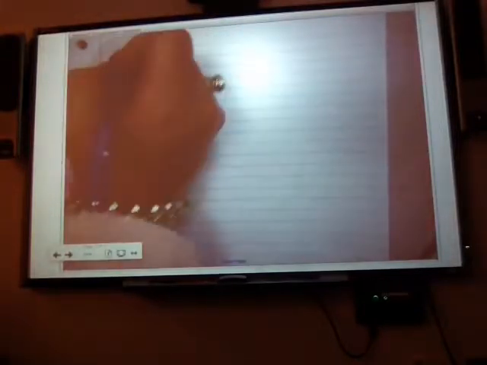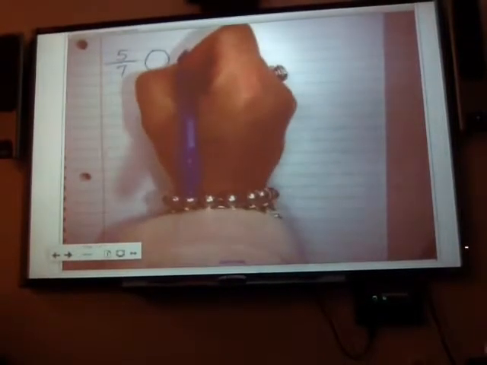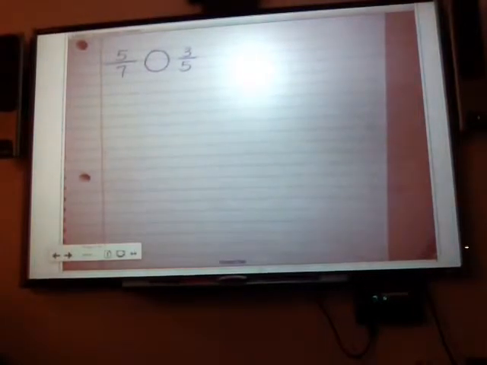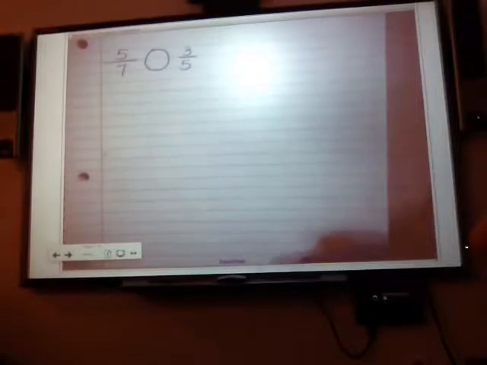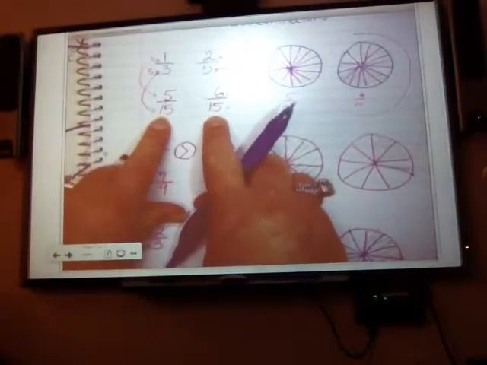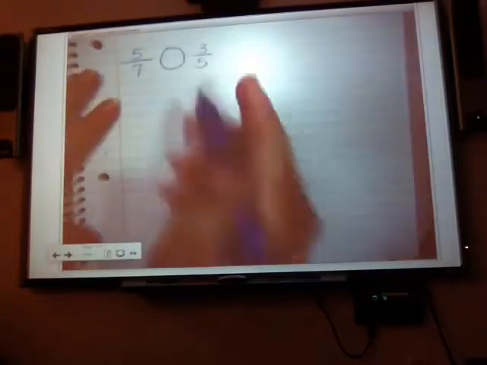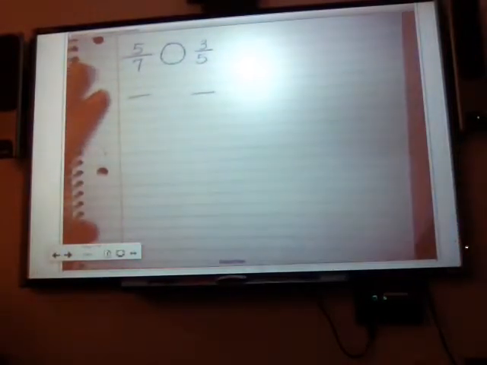All right? Here we go. Five sevenths and 3/5. Can I compare them as is? Can I compare a 7 to a 5? No, but real quickly I'm going to look back at something. I could compare a 3 and a 5, but can I compare a 15 and a 15? Yes. Absolutely. So because these are not what I would consider comparable, or what we say apples to apples, we need to make them comparable or have common denominators, creating equivalent fractions.